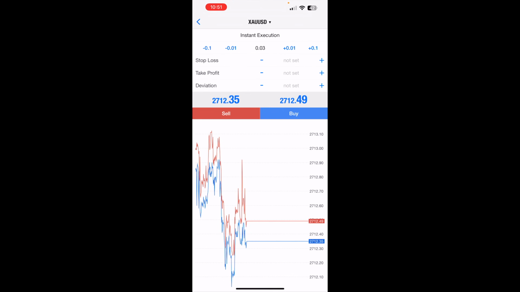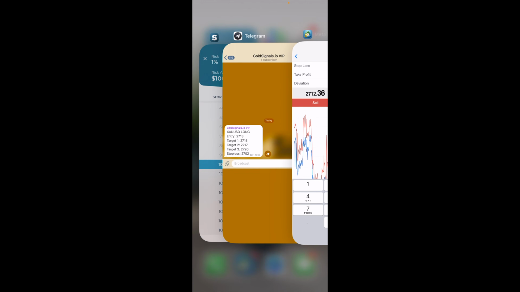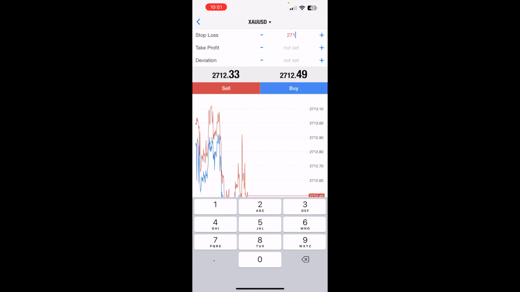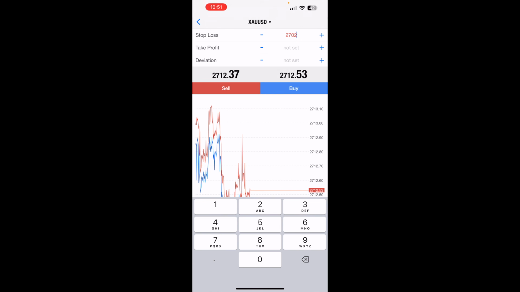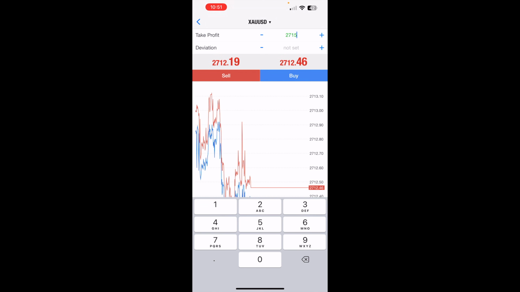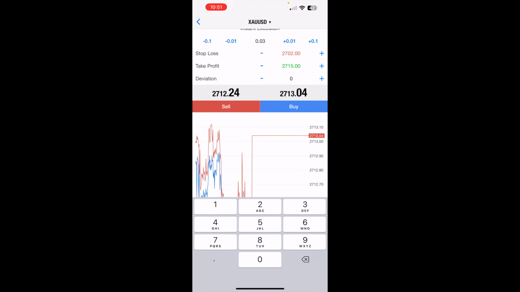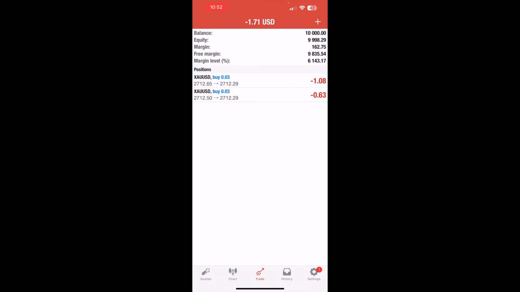We're going to do the exact same thing with the exact same amount of risk for our second take profit. So with the stop loss at 2702, our take profit at 2715 and our deviation at 0. Again, the direction of this trade is long, therefore we're going to click buy. Again, now we are in for 2 trades, 2 positions, my bad.